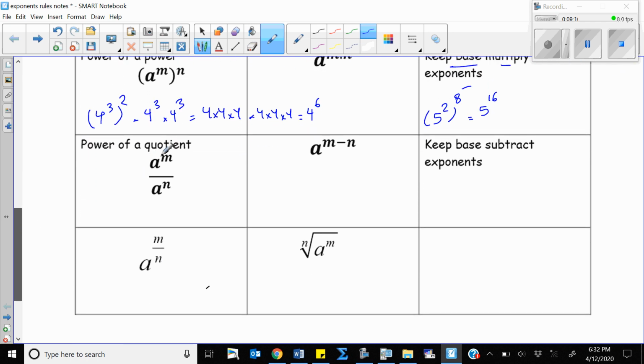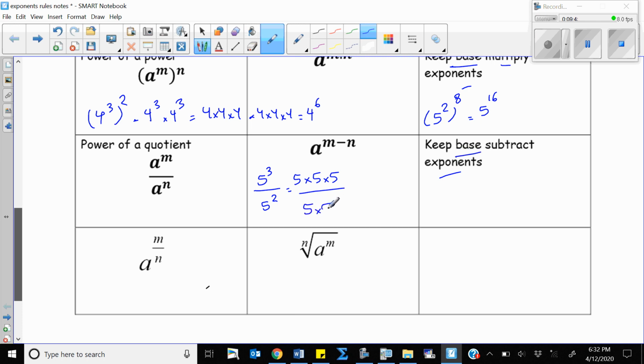Next rule is the quotient rule for exponents. If you are dividing two exponential expressions and the bases of both of them are the same, you can just keep the base and subtract the exponents. For example, I have 5 to the power of 3 over 5 to the power of 2. What is 5 to the 3? This is 5 times 5 times 5. What is 5 to the power of 2?